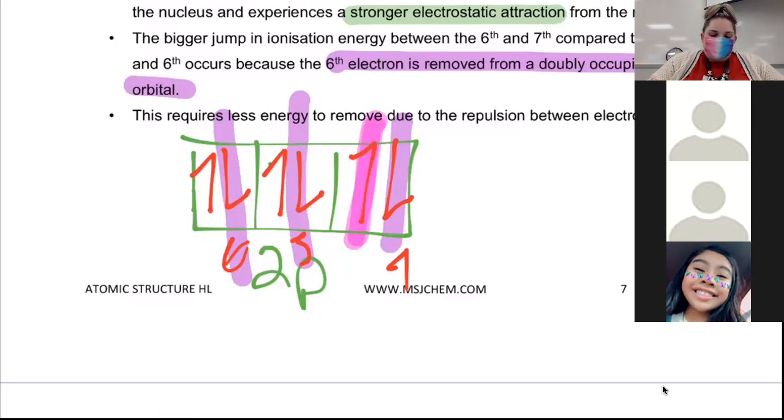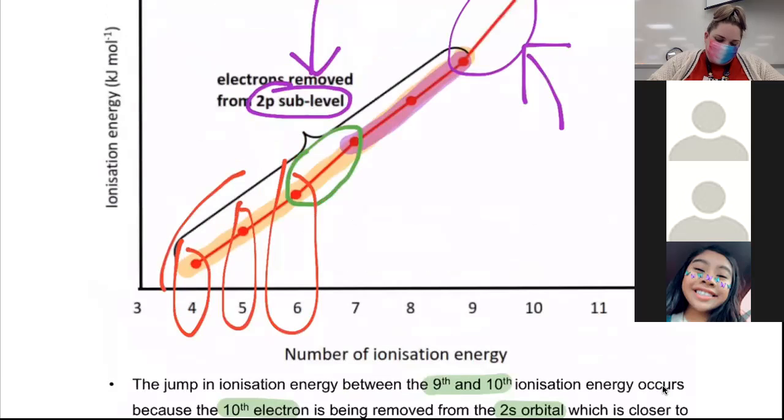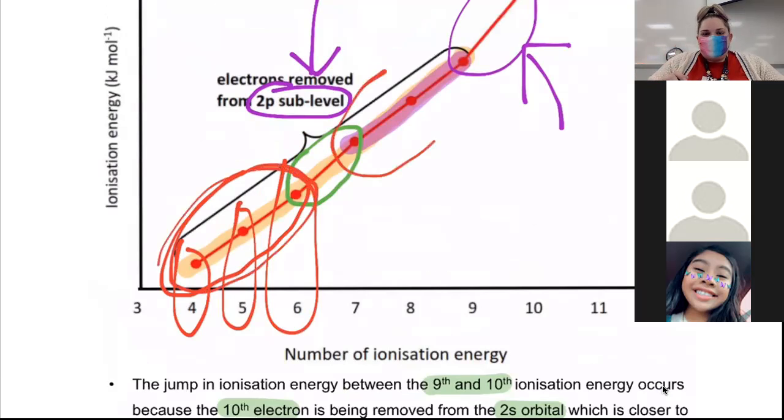And so what's happening on this graph is that these 3 right here are the ones taken when they're doubly occupied. These 3 right here are the ones taken after each one's been removed, and now there's only a single electron in each orbital. So there's a jump in energy in between, because going from all the doubles to the singles requires slightly more energy because of the lack of that repulsion.